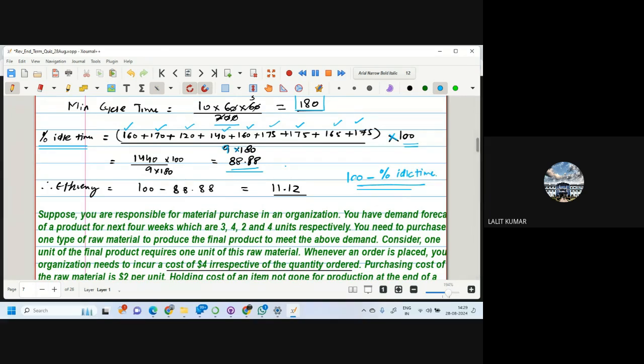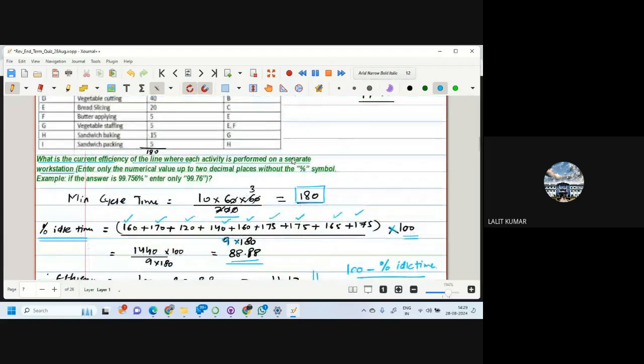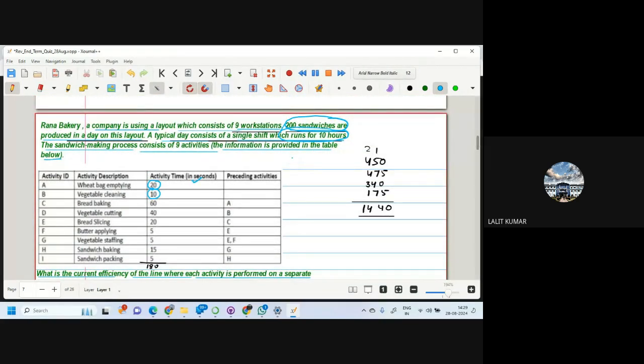So this is how. The important step is that you find the cycle time using the total time and what is the output. Now for each activity using this min cycle time, find the idle time. Using that idle time, you find the percentage idle time, and then efficiency becomes 100 minus percentage idle time. So these are the steps for this.